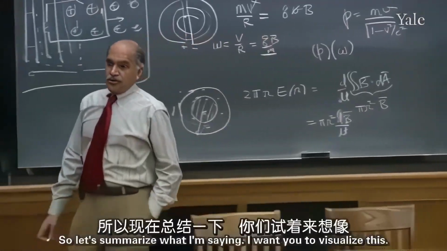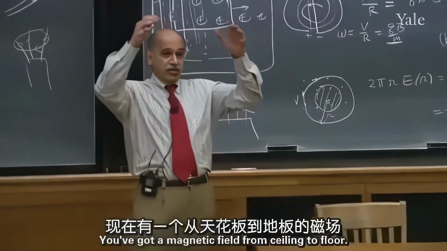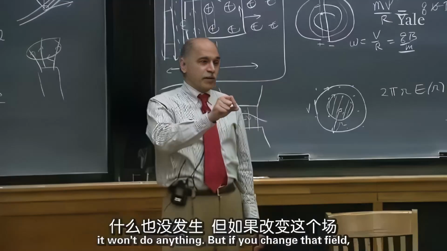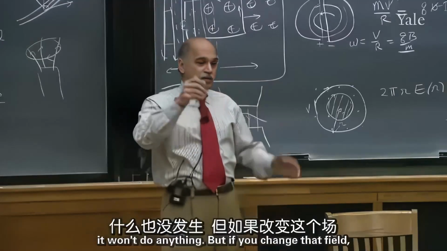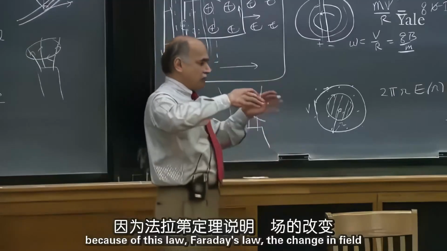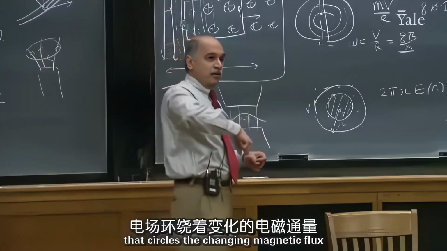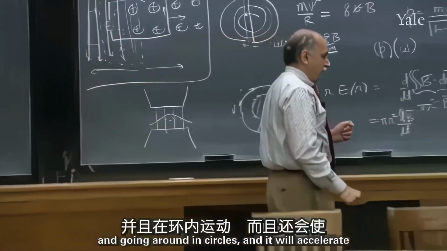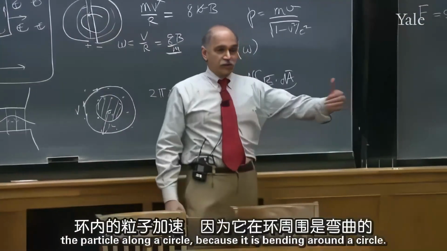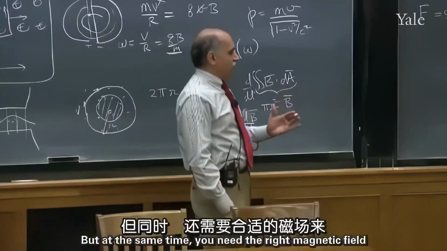So let's summarize what I'm saying. I want you to visualize this. You got magnetic field from ceiling to floor. Okay, it's pointing down, let's say. You put a little charge there, it won't do anything. But if you change that field, because of Faraday's law, the change in field will produce a circulating electric field that circles the changing magnetic flux, and going around in circles, it'll accelerate the particle along a circle because it's bending around the circle. But at the same time, you need the right magnetic field to keep it in that circle.